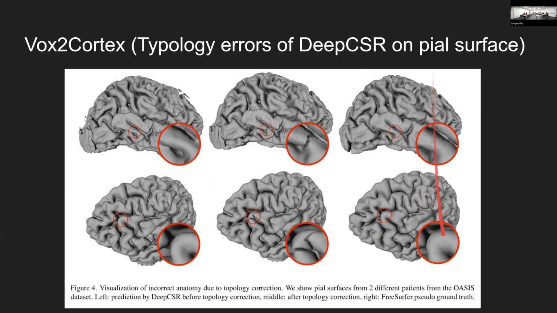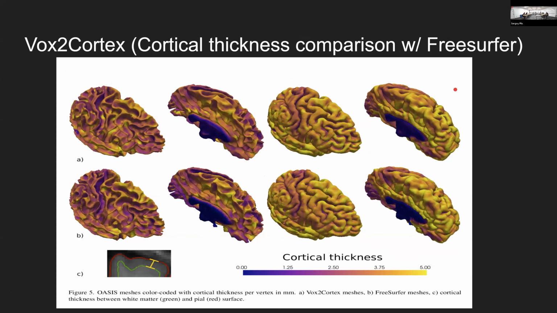This is FreeSurfer ground truth. So FreeSurfer is doing good in this case. But I think they're just reiterating that topology correction is both time consuming and it doesn't really do the job. So being able to remove that from the pipeline is ideal. The cortical thickness comparison shows that they're able to capture the thickness of the brain sufficiently.